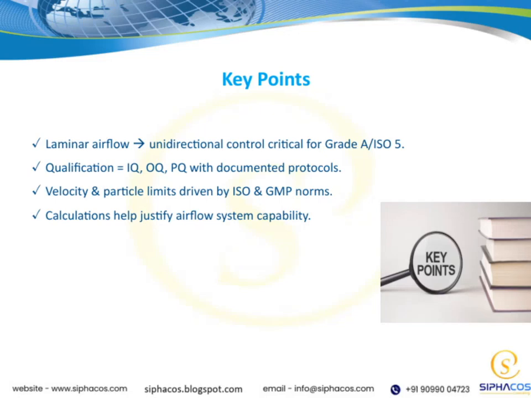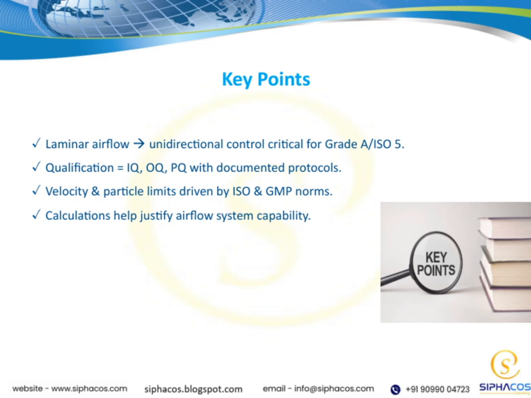Let's take a closer look at some key points here. First, laminar airflow plays a crucial role, especially in maintaining unidirectional control, which is essential for Grade A or ISO 5 environments. This kind of airflow helps prevent contamination by ensuring that particles move in a single, controlled direction. Next, when it comes to qualification, it's important to remember that we follow a structured approach, specifically IQ, OQ, and PQ, meaning installation qualification, operational qualification, and performance qualification. All of these are documented with detailed protocols to ensure consistency and compliance.